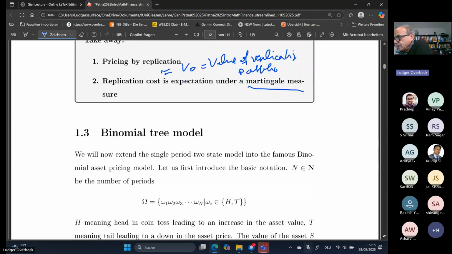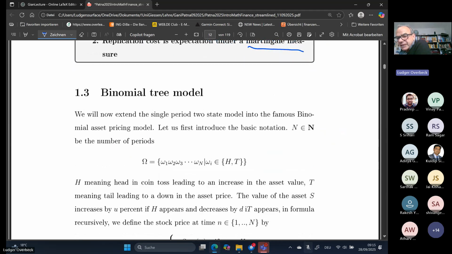Okay, now we do this in multiple steps. That's what's called the binomial tree model. Here we now have many time points, and at each time point, if we're going up, in the next time step we can go up and down. And so we go this several times. So this means we extend this single triangle to a binomial tree.